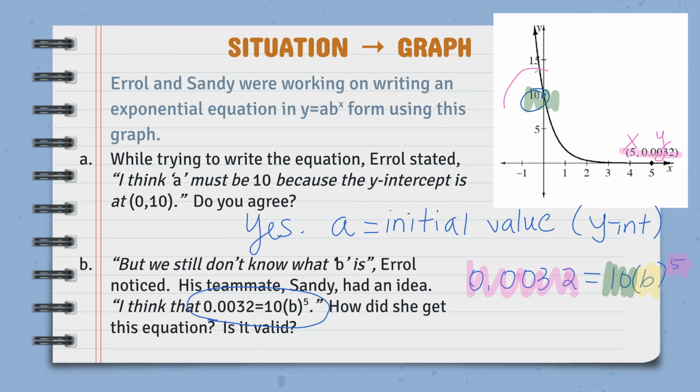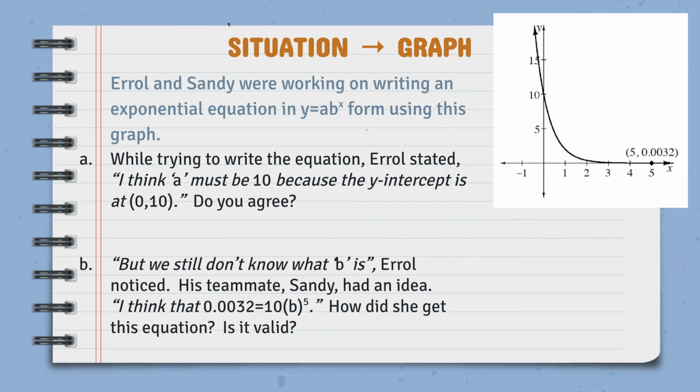Given a y-intercept and any point, you can plug in that y-intercept for a. You can plug in the x and y from the other point you were given. And what do you think we're going to do with this information? Well, if you guessed to find what b is, you are correct. So let's move on.